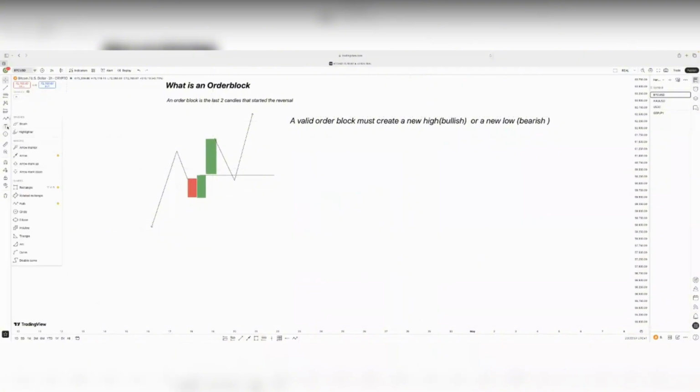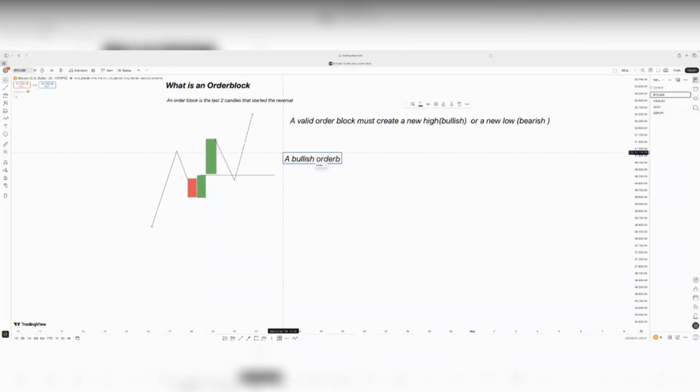A bullish order block starts from the last resistance candle to the first bullish candle before the reversal.